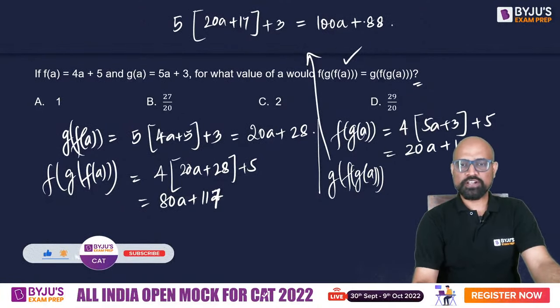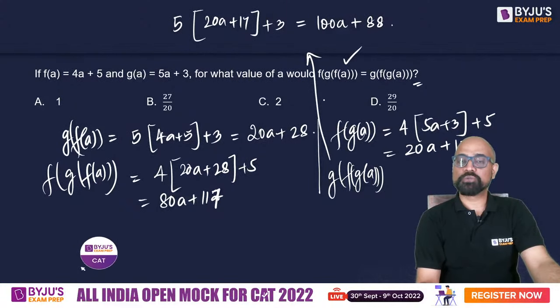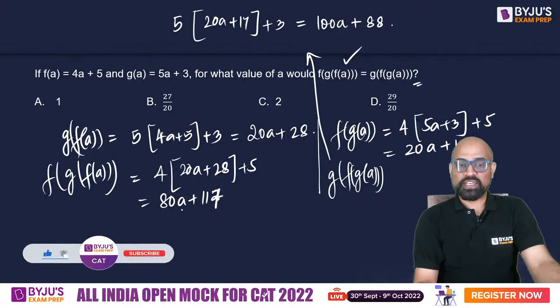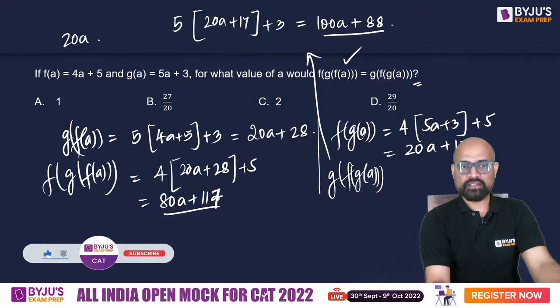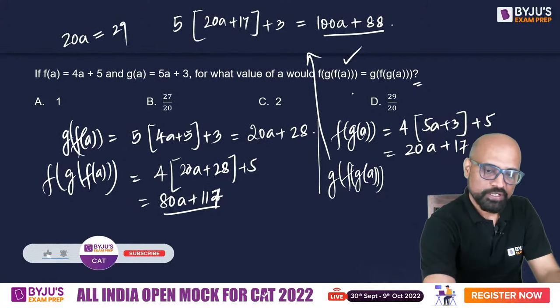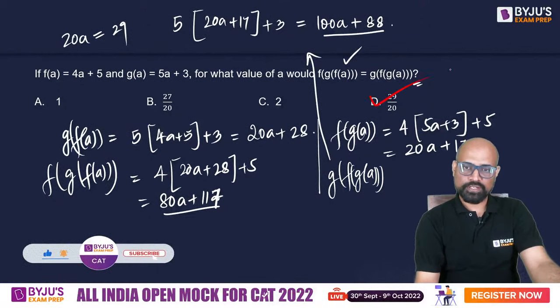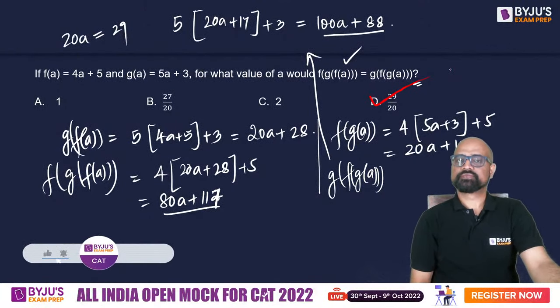Now we need to find out the value of a for which this is going to be true. So 80a plus 117 is equal to 100a plus 88. If you solve it, you will get 20a is equal to 117 minus 88. That is going to be 29. So a will turn out to be 29 upon 20. D.